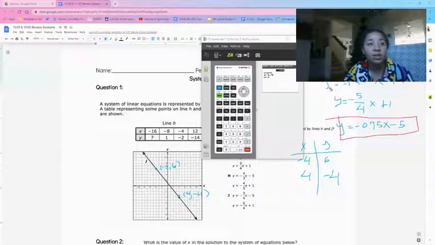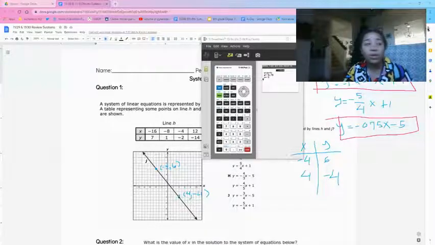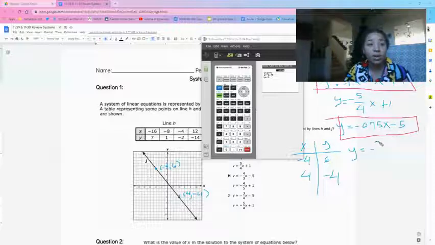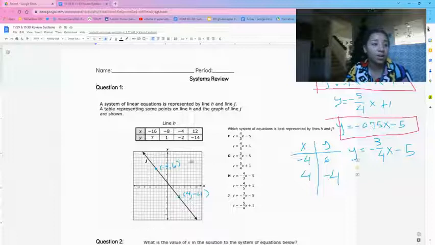Now, our answer choices aren't giving us decimals. They're putting it in fractions. So you could either do the step I told you beforehand, which is type this into the calculator, hit math, enter, enter, and you get the fraction. I'm just going to go ahead and write it because it's less clicking for me. And I know that this would be y = -3/4x - 5. Okay, so now I have to go and look at what system fits this best.